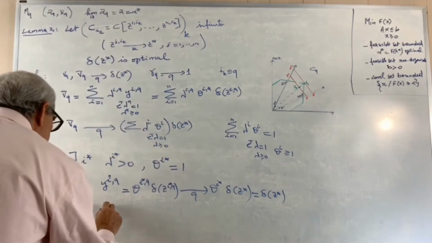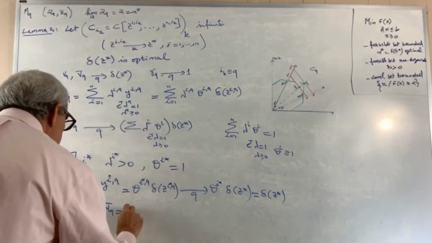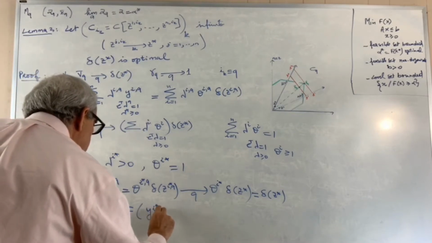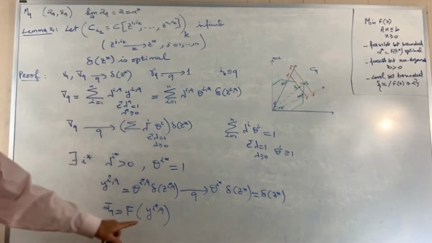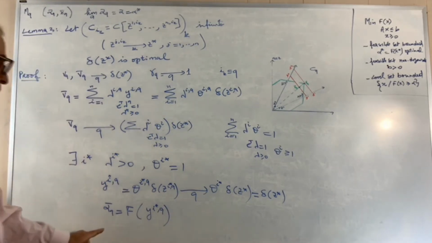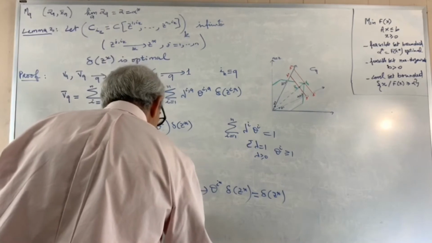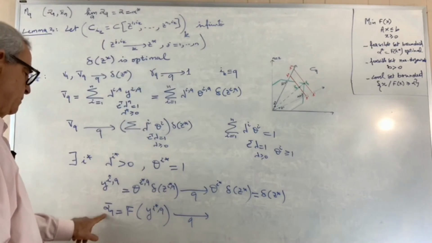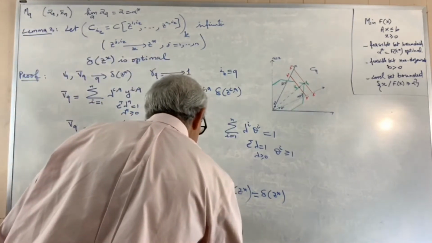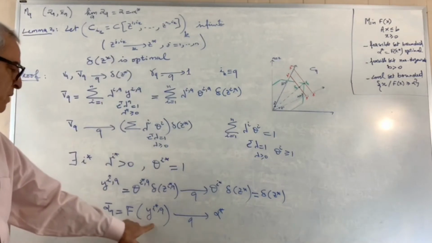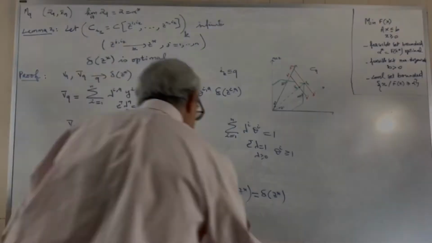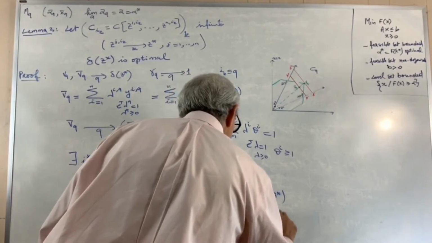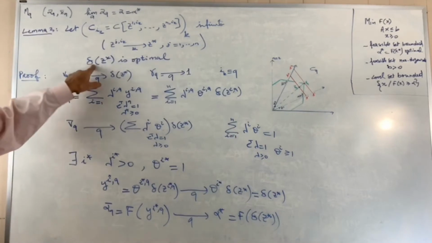But what do we have? We have alpha bar q is equal to f of y_i star q, right? By construction of the y's. And alpha bar q converges to alpha star, right? And the y converges to delta of z star. So this is equal to f of delta of z star. And therefore, delta of z star is optimal.